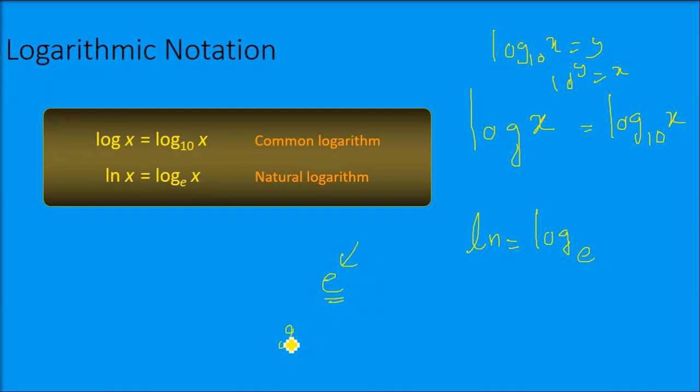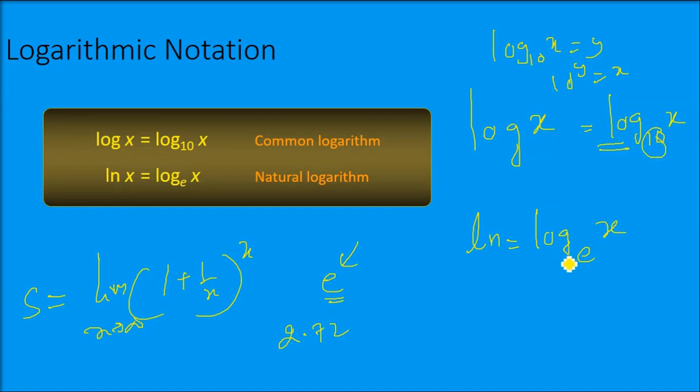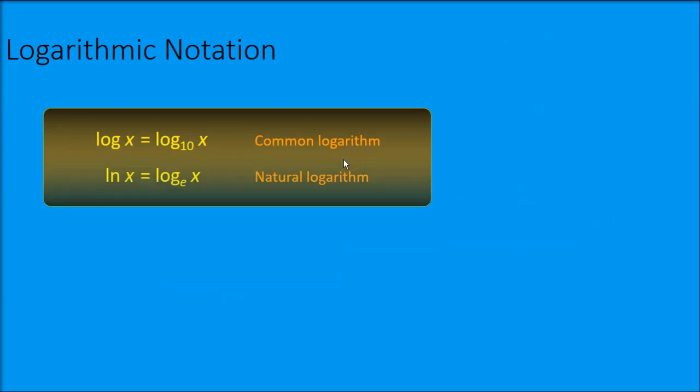Here the base is e, the Euler number, 2.72. This Euler number comes from (1 plus 1 by x) to the power x, as the limit x extends to infinity. The summation of this series is the Euler number e. So log base e of x is the natural logarithm, and base 10 is the common logarithm. When you see ln, it means e is the base.